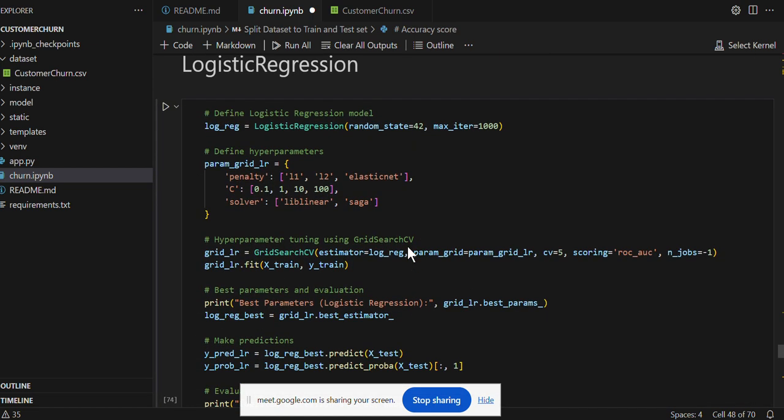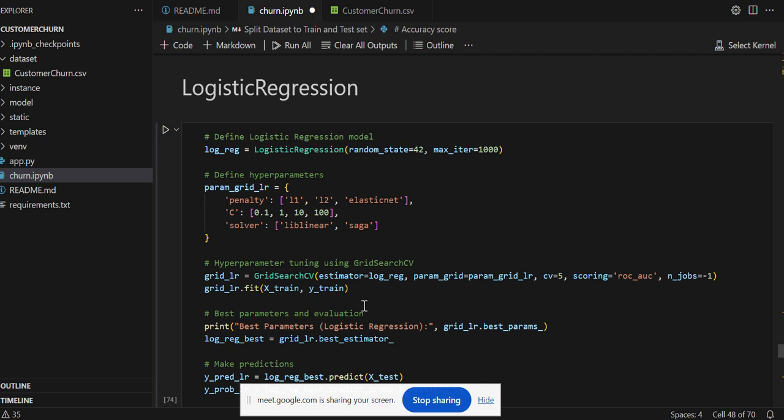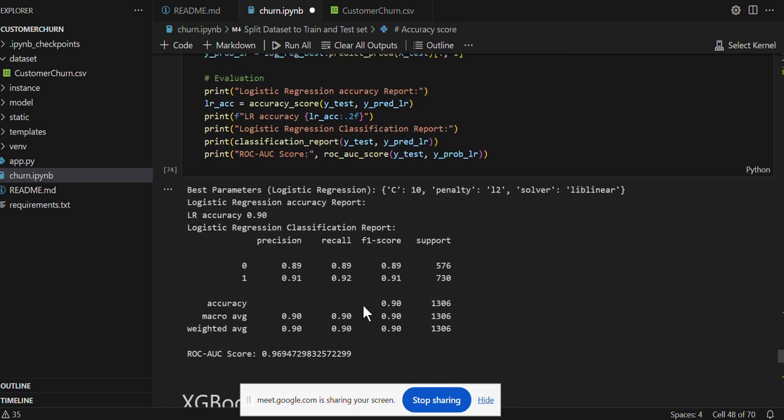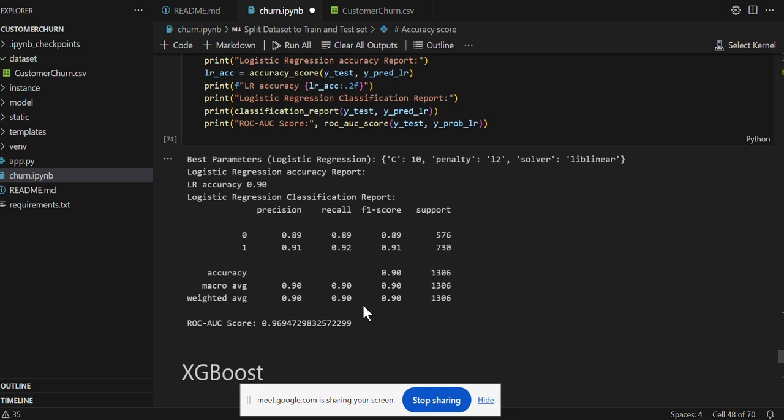Let's continue. Logistic regression. So we went ahead to apply logistic regression and we did hyperparameter tuning straight on it. Same thing with that one. For this one we have 0.90. And these are the best parameters that we got for it.